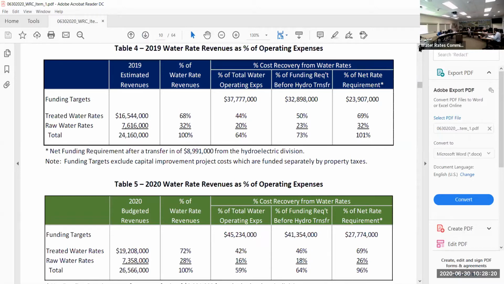Well, there are some other revenue sources that come in to offset the funding requirement from water rates. You have some interest earnings, a little bit of grant revenues, and some other revenue transfers that come in. So when you back out those other revenue transfers, there's 37.7 million of total operating funding needs. When you back out those other revenue sources, not including hydro, that's where the 32.9 million comes from on Table 4, the next column over. So if I took 37.7 minus 32.8.